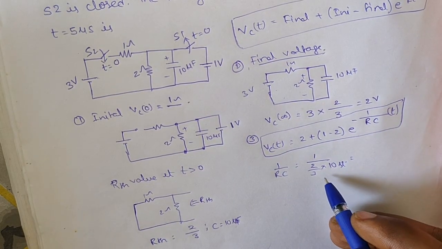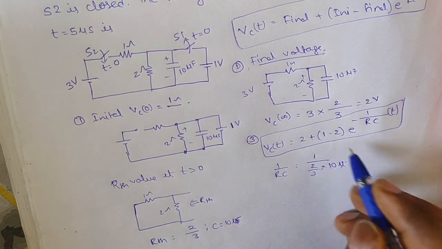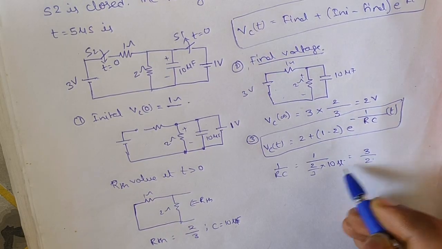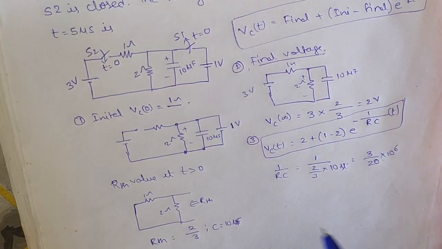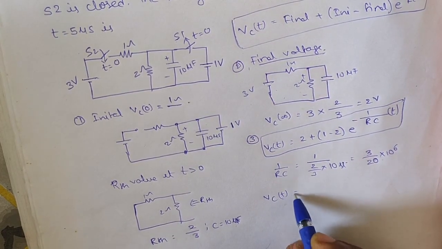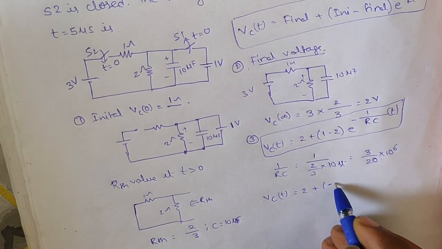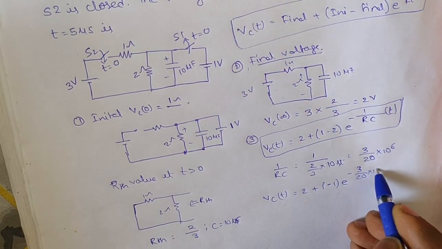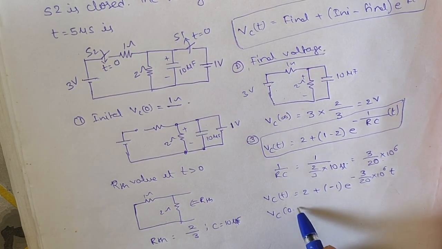That means 3 by 2, 10 multiplied here 20. This micro goes up, then it will be 10 to the power of 6. So Vc of t is equal to 2 plus 1 minus 2, which is minus 1, into e power minus 3 by 20 into 10 to the power of 6 into t.